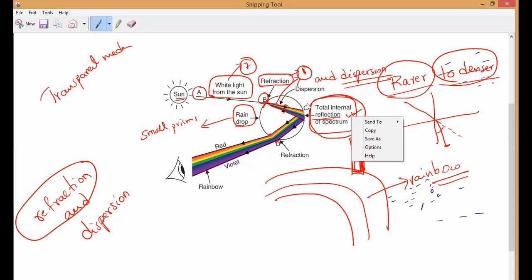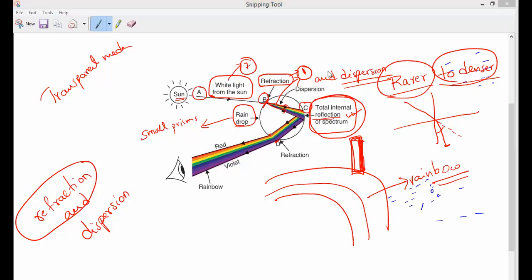So at point C, what phenomenon is taking place? Total internal reflection is taking place. Total internal reflection of the spectrum, since light can be single colored or a combination like white light, and here a spectrum is involved. That is why they mentioned total internal reflection of the spectrum at point C within the raindrop.